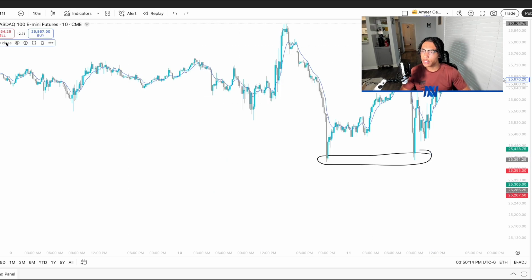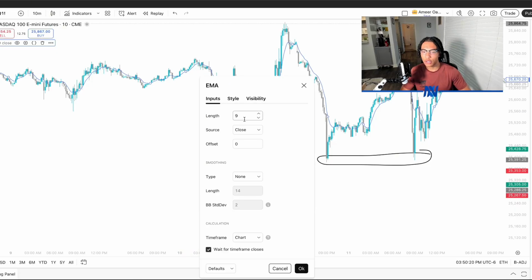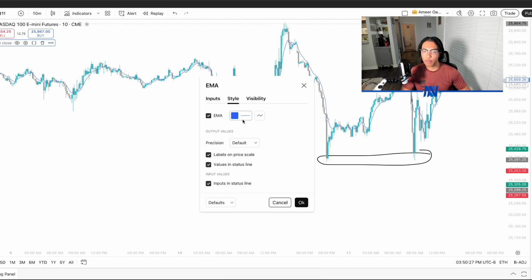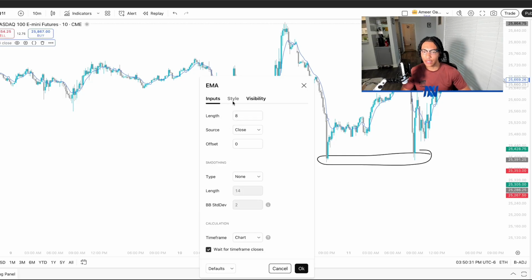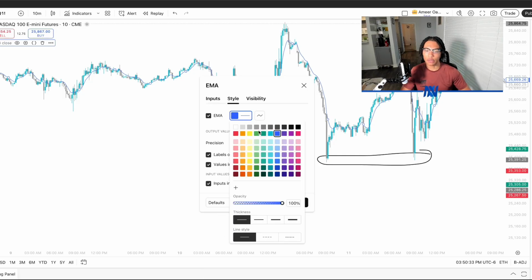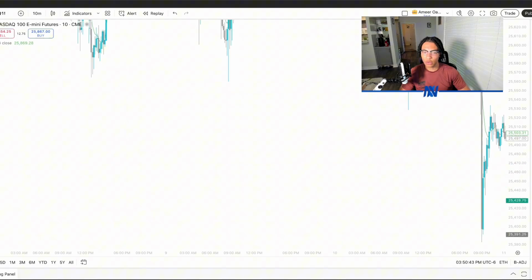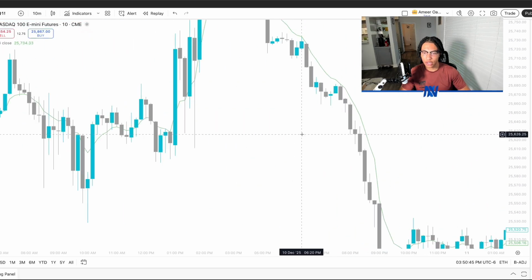So whenever you go to the EMA, it's going to be set to EMA 9 close. What you're going to do is just simply go to the length, change the length to 8, make sure that source is set to close, and then you can pick the color that you want, but that doesn't really matter. But the two things that you need are the length set to 8 and the source set to close. Now with this model, you're able to see consolidation on a certain time frame.